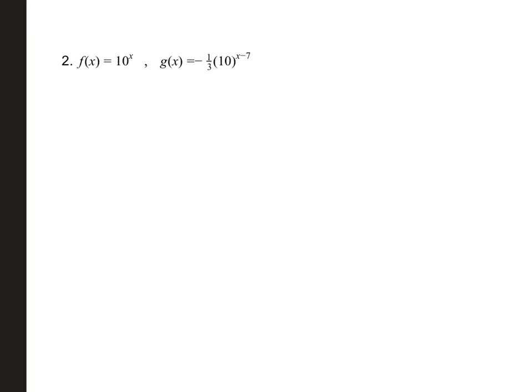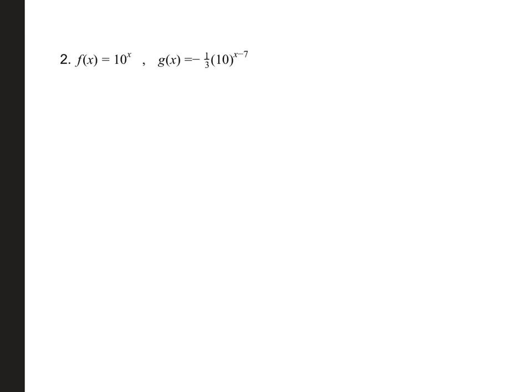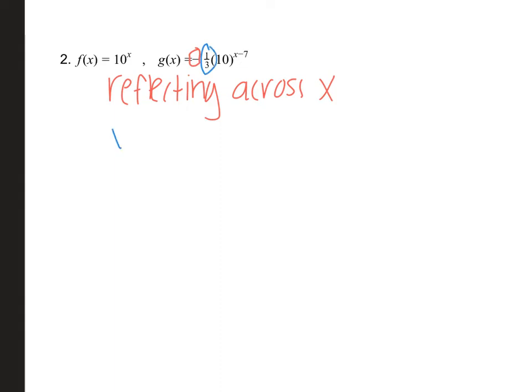A little bit more things are going to happen here, but again, guys, it's the same exact process. So let's go ahead and single out the transformations that are happening. First, I've got this negative out front. So I've got this negative right there out front. That means I'm reflecting across the x-axis. So reflecting across x. I've got this 1/3 on the outside, so that means it's a vertical compression.